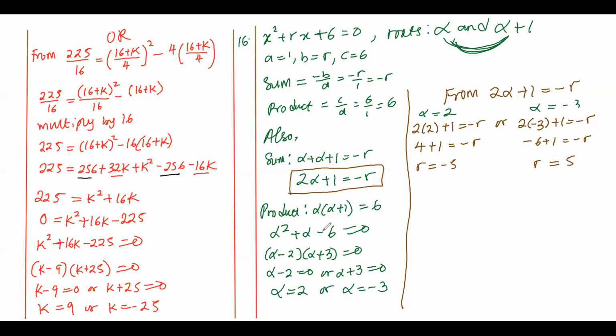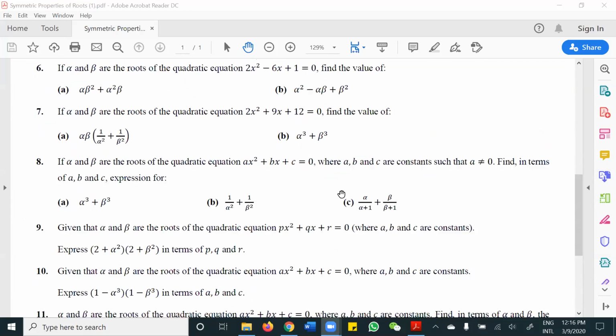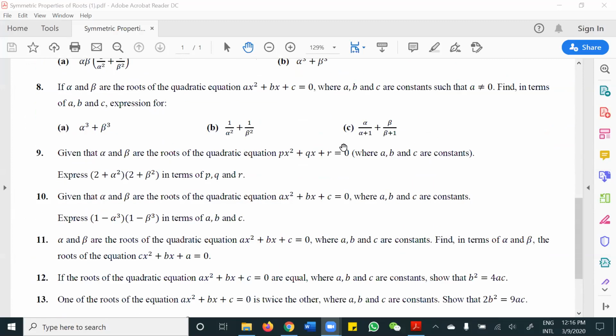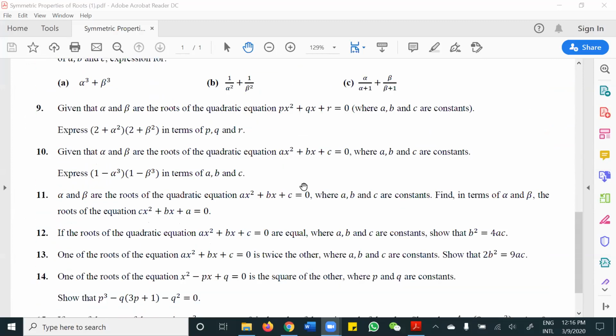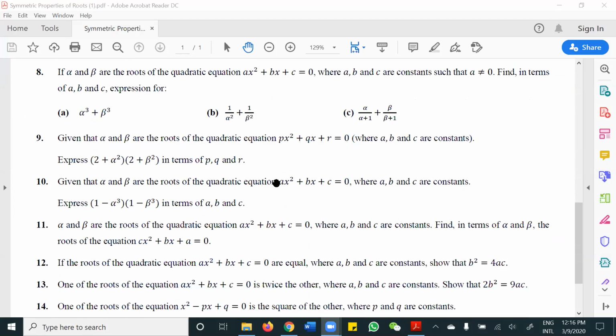Go to the first worksheet, Symmetric Properties Application 1. I believe we all have that too. I'm going to show that. This worksheet was given, dated February 26. Okay, so come with me to question. Did we do 9 as homework then? Okay, we only did 7, then 10. Okay, so 9 is available.